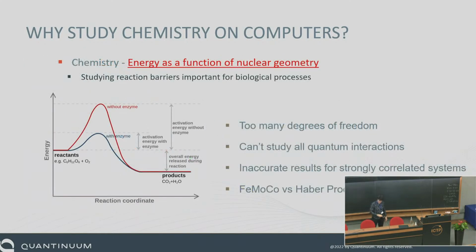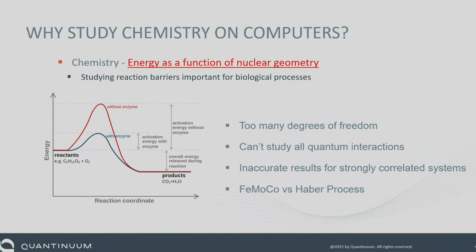This is particularly important for biological processes and studying them accurately. For example, this is the oxidation of glucose. This is important for us to be alive. Without an enzyme, it requires a lot more energy to go from this equilibrium geometry of glucose to carbon dioxide and water. So ideally, we want to understand why enzymes can reduce the energy barrier.